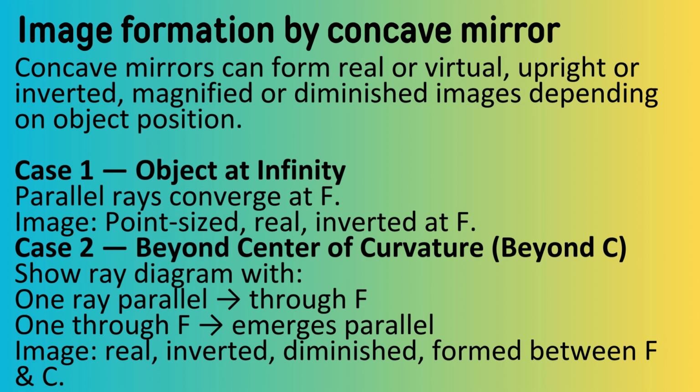Case 1. Object at infinity. When the object is very far away, parallel rays fall on the mirror and converge at the focus. The image formed is point-sized, real, inverted, and formed at the focus.